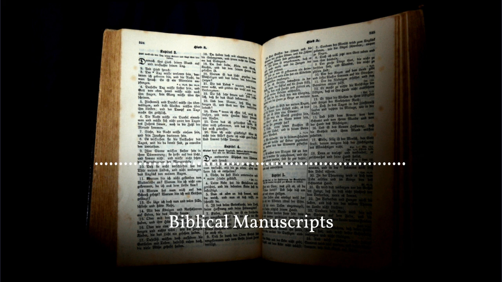Codex Sinaiticus, written around 350. It contains the entire Septuagint, including the Apocrypha, and the entire Greek New Testament, as well as the Epistle of Barnabas and the Shepherd of Hermas. So two of those orthodox but non-biblical books we were talking about last time.